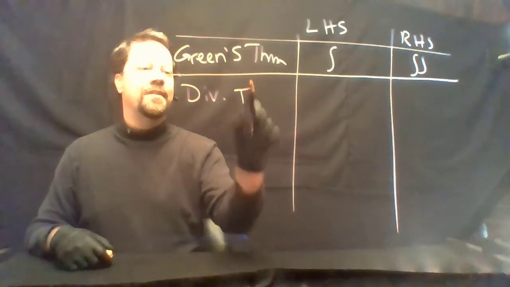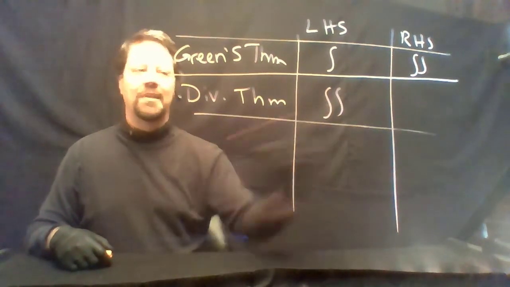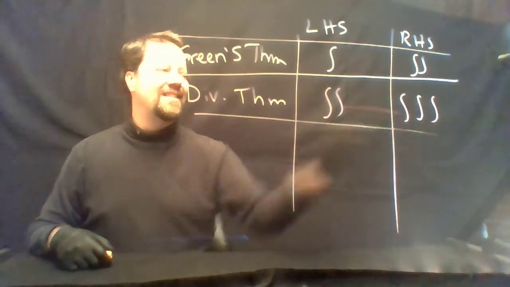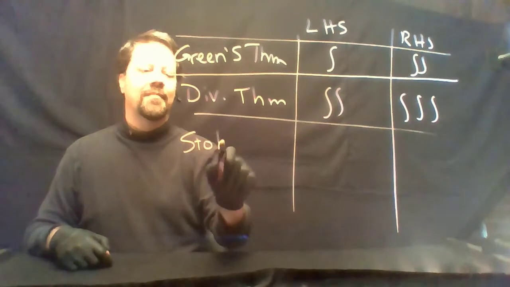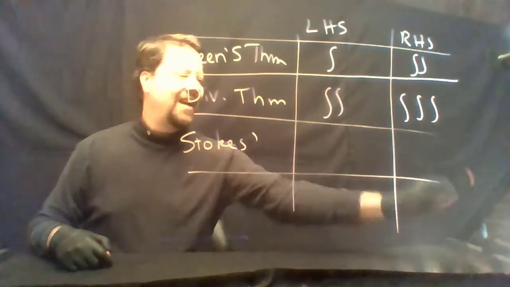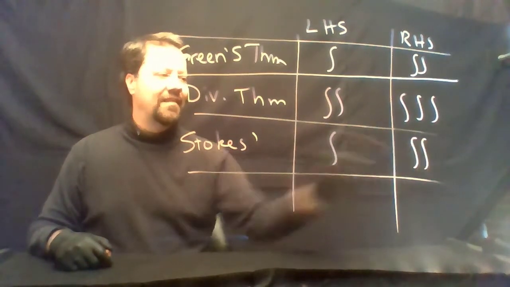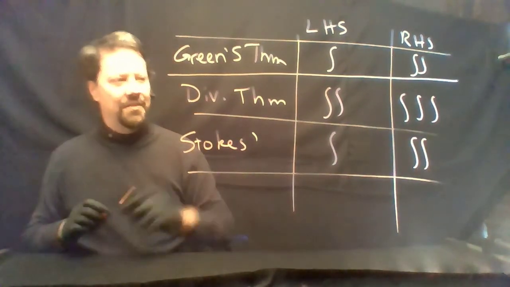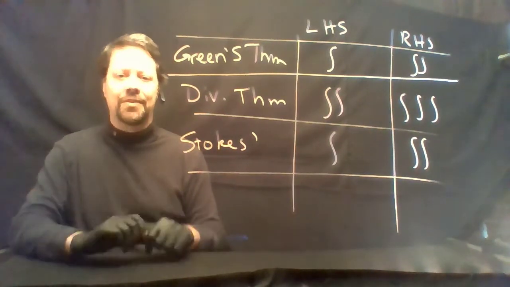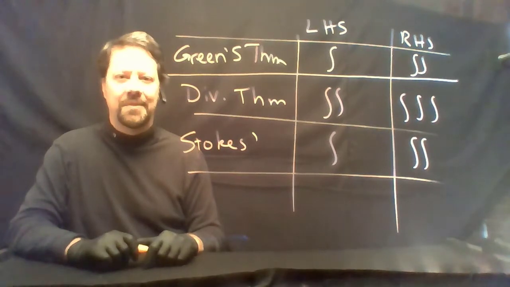For the divergence theorem, the left-hand side is a double integral. The right-hand side is a triple integral. And for Stokes' theorem, the left-hand side is a single integral. The right-hand side is a double integral. You should be aware of how many integrals are required on each side for each of these theorems.